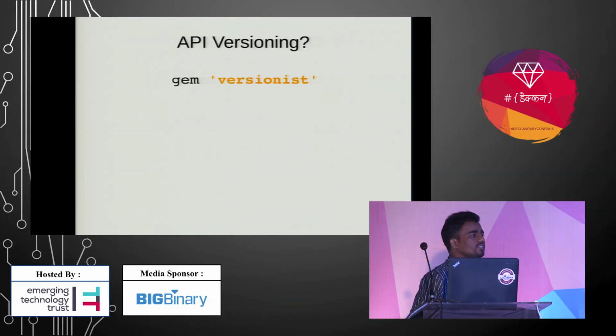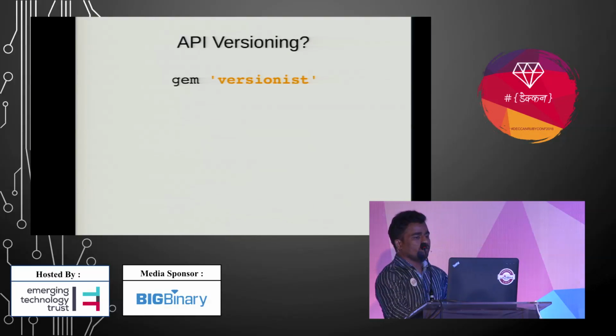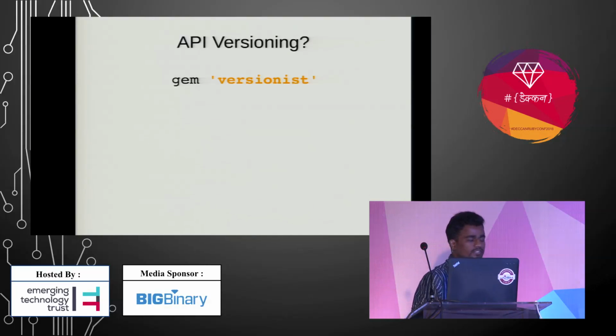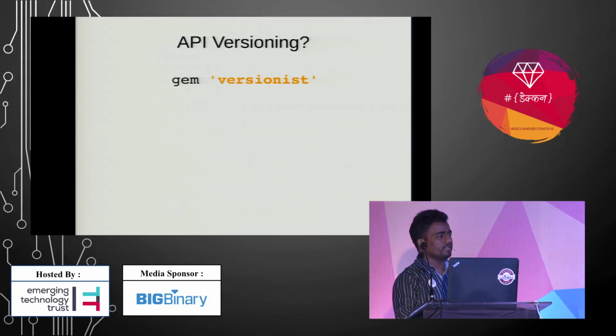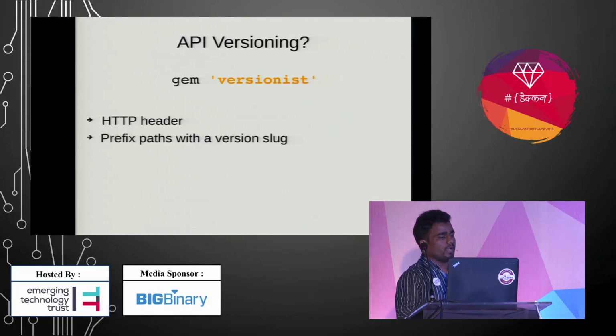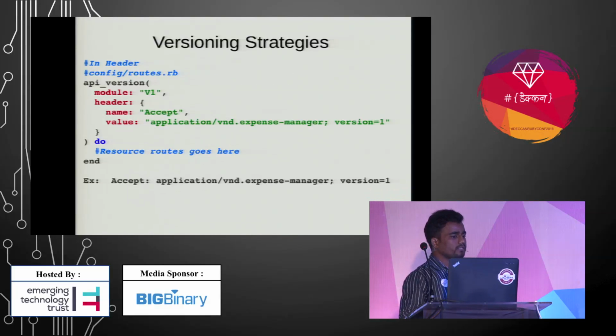So how to version your APIs? We have a gem called Versionist, which offers to specify your version in 3 ways. One in your headers, the second one is prefixing to the path slug of the URI, and the third one in request parameters. So let's see all 3 strategies one by one.